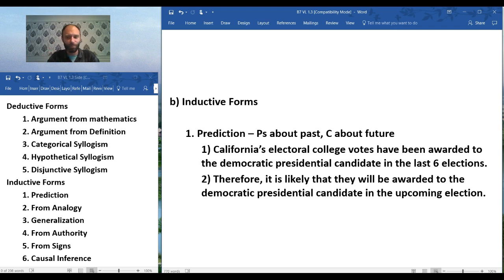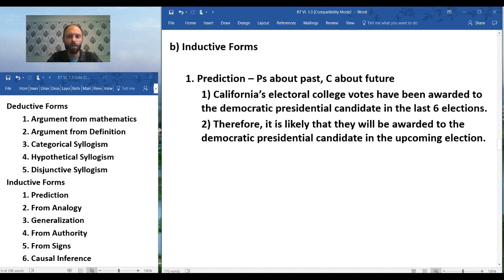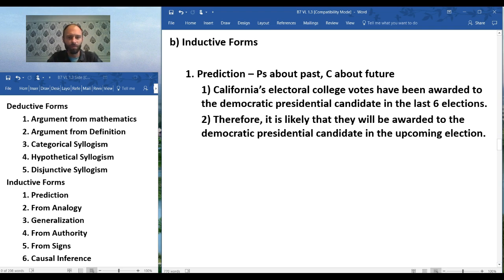If you're interested in this particular problem, I suggest you look up David Hume's problem of induction. I won't be testing you on that, but just something you might be interested in. All of this is to say that predictions are inductive arguments, right?